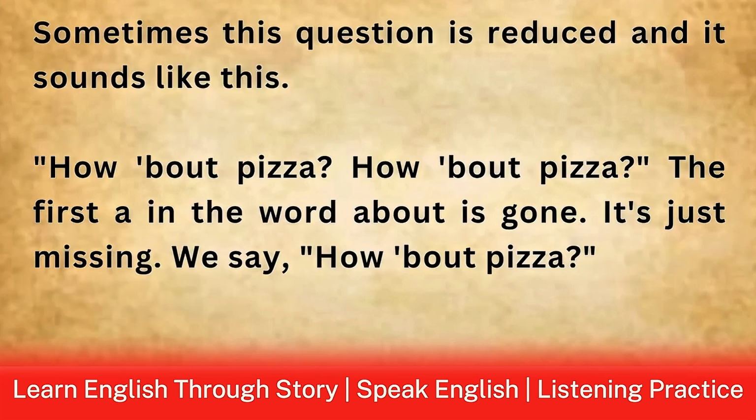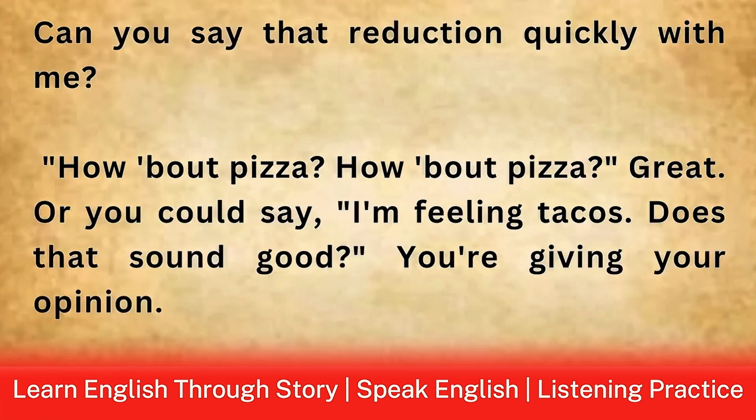Sometimes this question is reduced, and it sounds like this. "'Bout pizza? 'Bout pizza?" The first A in the word "about" is gone. It's just missing. We say, "'Bout pizza?" Can you say that reduction quickly with me? "'Bout pizza? 'Bout pizza?"